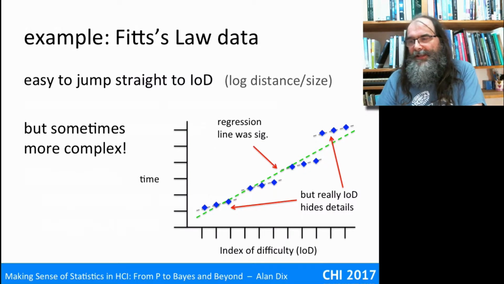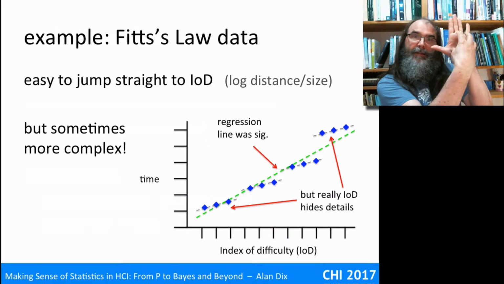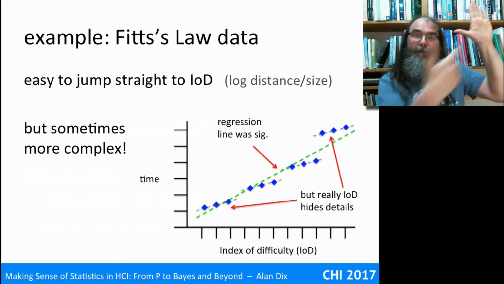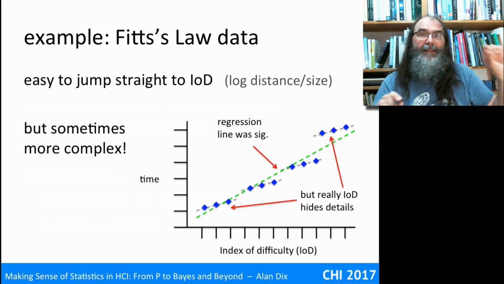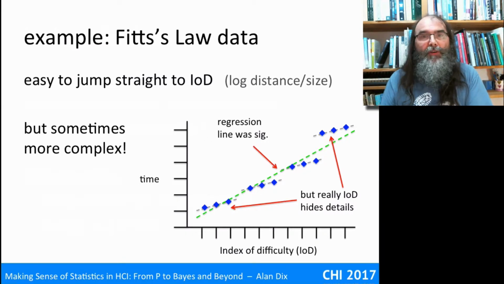If you look at that data, they were expecting it to be. They worked out the index of difficulty. They looked and observed how long people took, and they tried with different target sizes, different mouse movement distances, and different amounts of noise being added. And the graph looked pretty much like this. They averaged each condition.